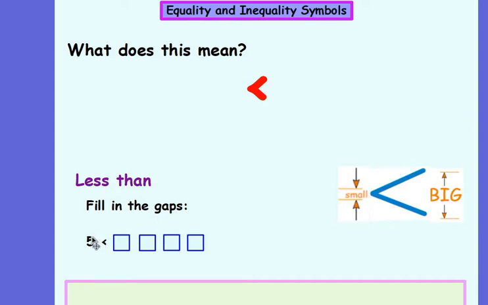Okay, let's fill in the gaps. 5 is less than 6, 7, 100, 99, loads of numbers that 5 is less than.